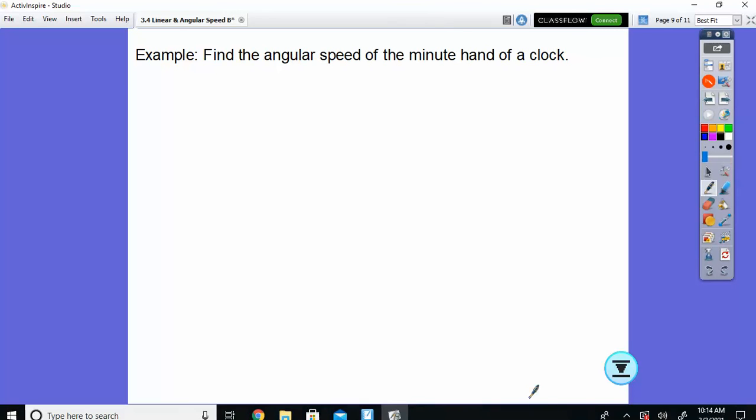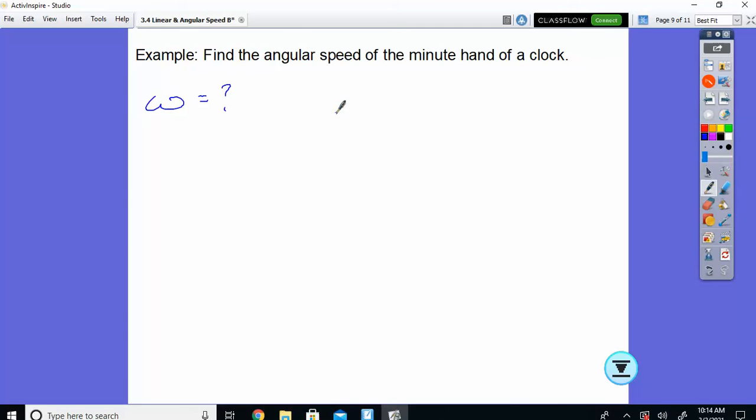Find the angular speed. Angular speed is what variable? That's just the angle. V is linear speed. Omega. The W looking thing. It's similar. There's only a few options. The minute hand of a clock.